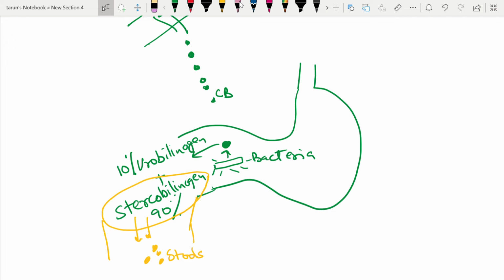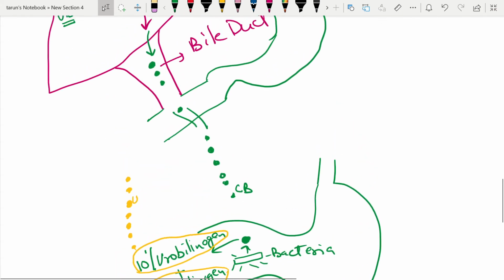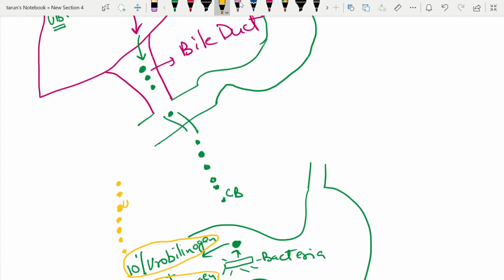So we'll see what happens to this urobilinogen. This urobilinogen will move again back through the blood circulation and into the liver. Urobilinogen is moving into the liver. We have drawn the liver here, and it will move into the liver.